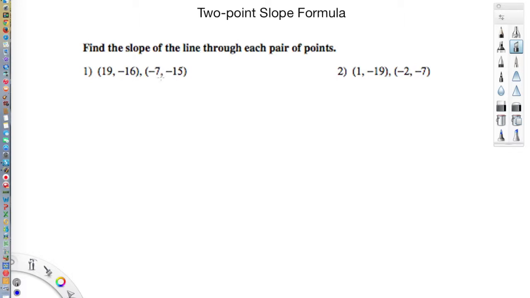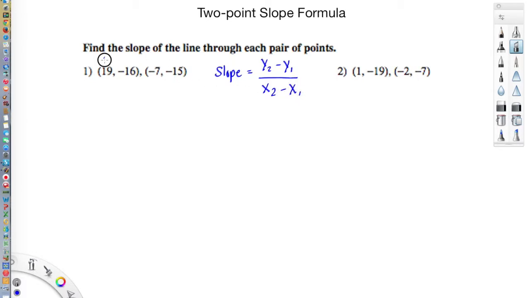Then we take these 2 points and we draw a line. Well, actually, we're not going to draw a line. We're going to use our 2-point slope formula, which simply says slope is equal to the rise over the run. The rise is the difference between our second and first y value, and then we divide that by our run, which is the difference between our second x value and our first x value.